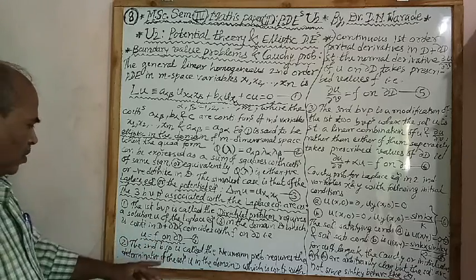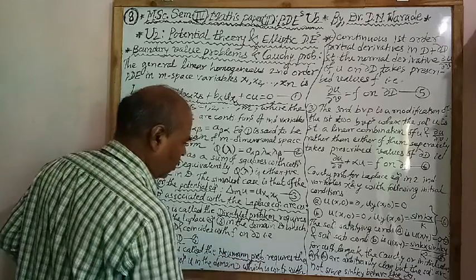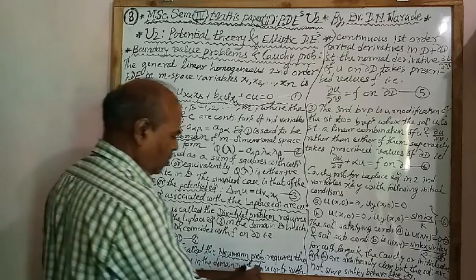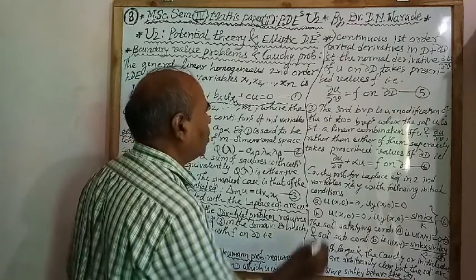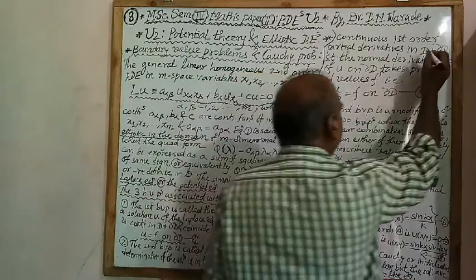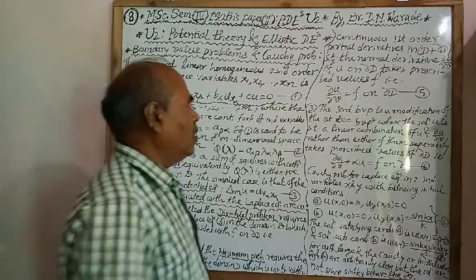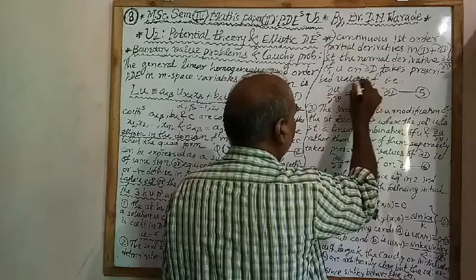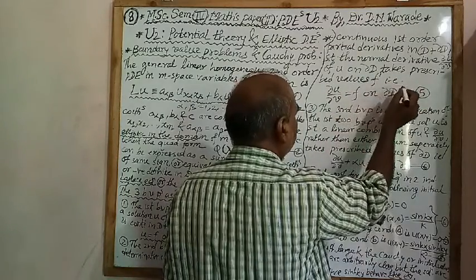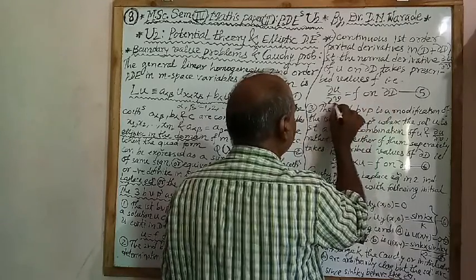Then the second boundary value problem is called the Neumann problem. It requires the determination of a solution u in the domain D, which is continuous with first order partial derivatives in D plus ∂D, such that the normal derivative ∂u/∂v of u on ∂D takes prescribed values f, that is, ∂u/∂v equal to f on ∂D.